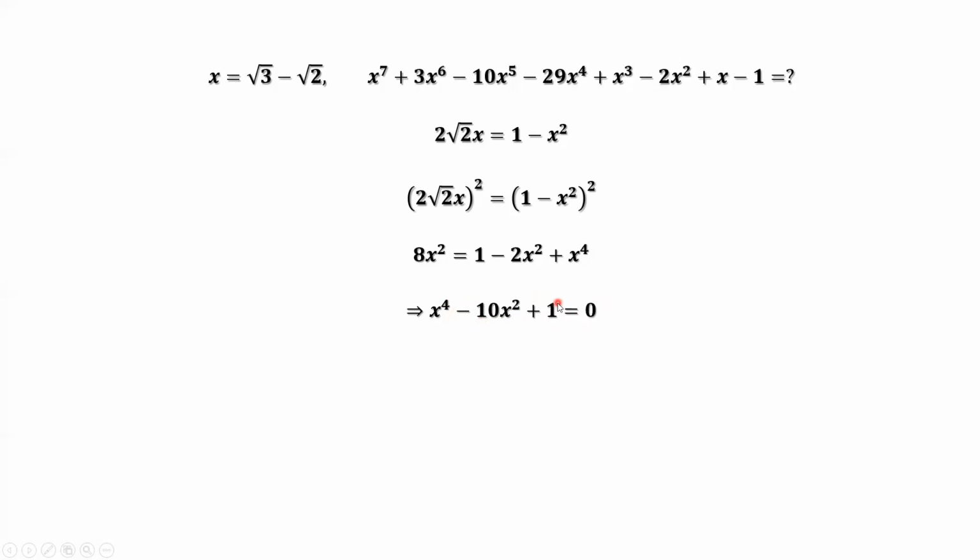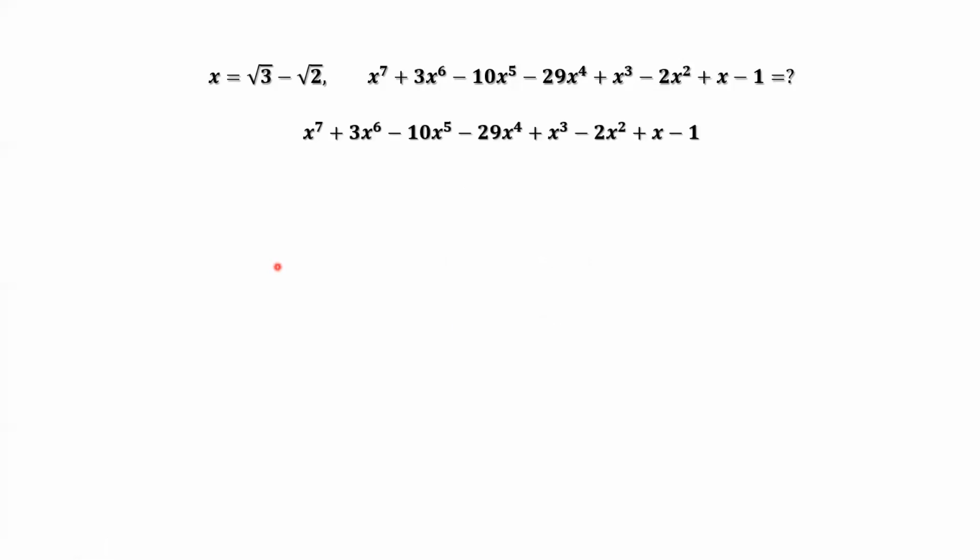We are going to use this to reduce this polynomial from degree 7 to degree 2. How? We use the long division. This polynomial divided by this 4th degree polynomial. Then we have the quotient is x to the power 3 plus 3x squared plus 1. The remainder is 5x squared plus x minus 2.